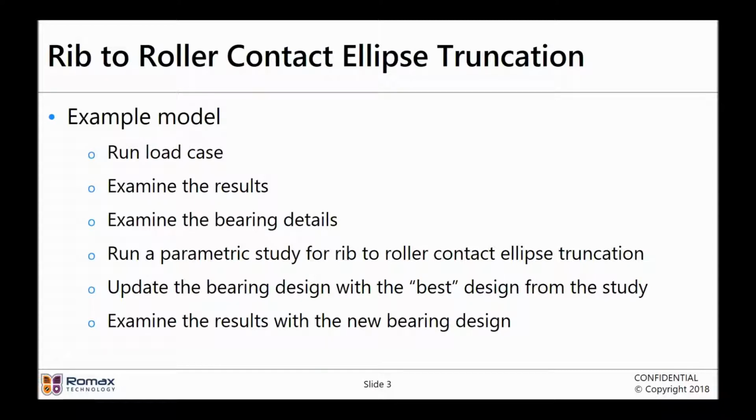After that, we'll run an example model. We'll run the load case, we'll examine the results, we'll look at the bearing details, then we'll run a parametric study on rib to roller contact ellipse truncation, altering the variables that can affect the truncation. We'll update the bearing design with the best design from the study, and then we'll examine the results once we've updated. There's actually two bearings that we're going to work with.